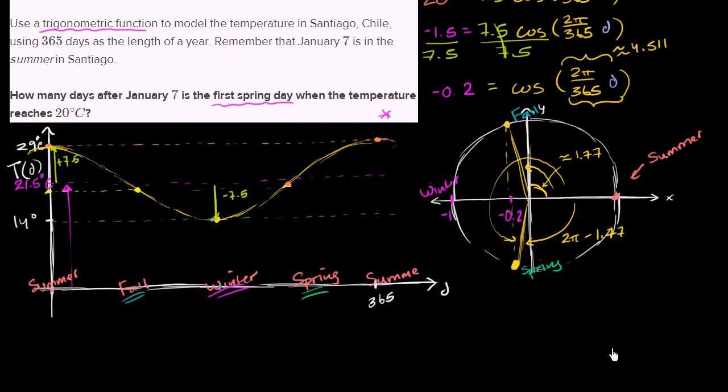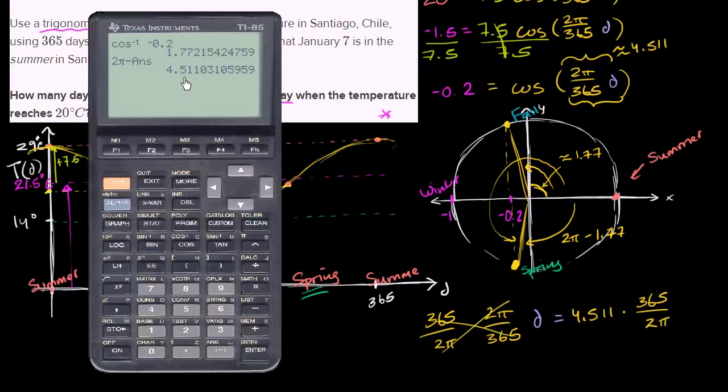So we scroll down a little bit. We can say 2 pi over 365 times the days after January 7th is approximately going to be equal to 4.511. To solve for days, we can just multiply both sides times the reciprocal of the coefficient. So we're going to multiply both sides times 365 over 2 pi. So that's going to cancel. That's going to cancel. And now we can use our calculator for this.